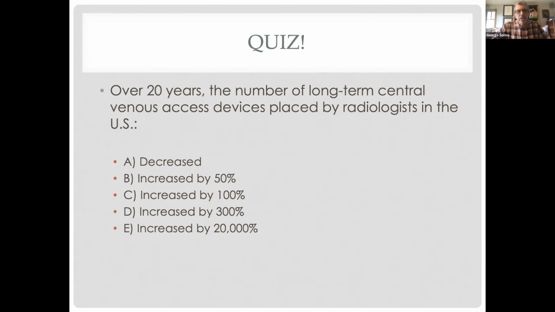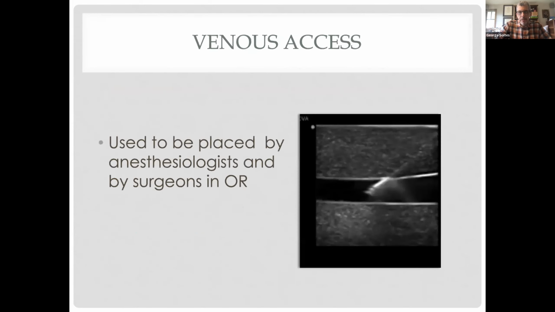So my first quiz question is, over the last 20 years, the number of long-term central venous access devices placed by radiologists in the US has decreased, increased by 50%, 100%, 300%, or 20,000%. So using normal test taking skills, if I didn't know, I would have probably said C or D, but actually the answer is E. It increased over 20 years in one study by 20,000%.